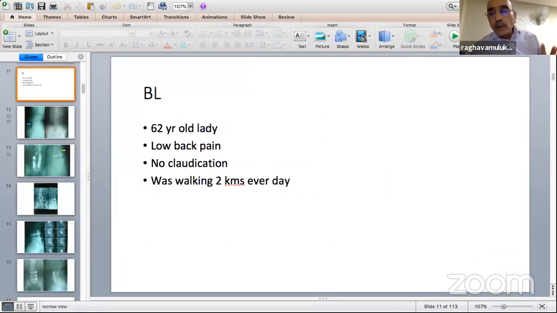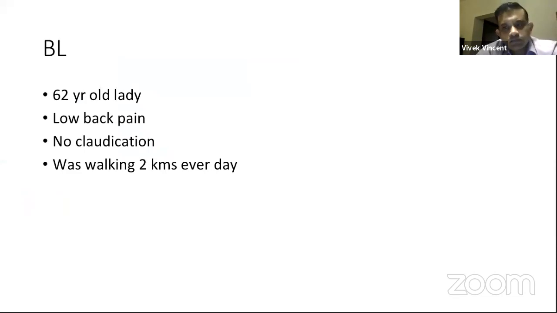This is a very old case done quite a long time ago, more than 10, 12 years ago. This is a 62-year-old lady. Can you see all of you because I had some problem loading? Yes, yes, we can see. All right.